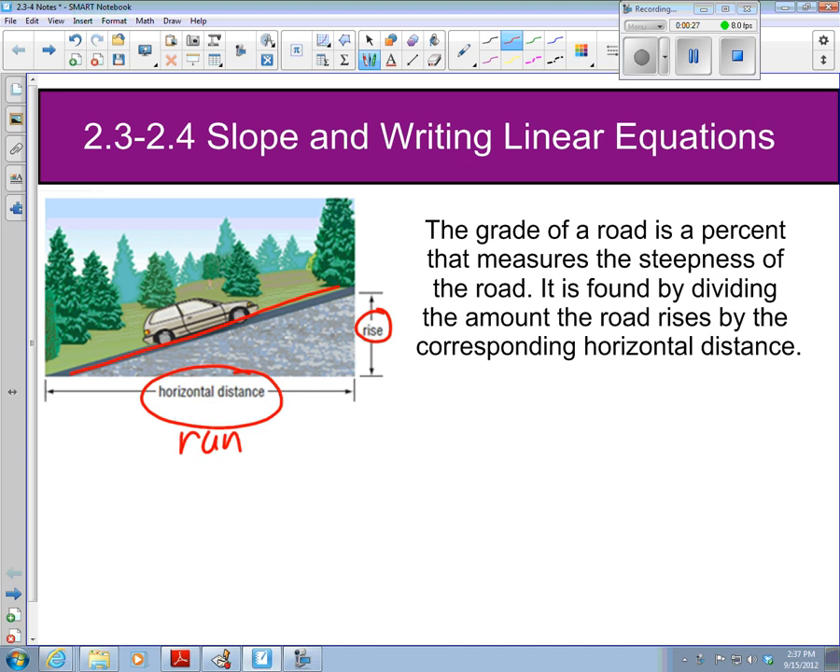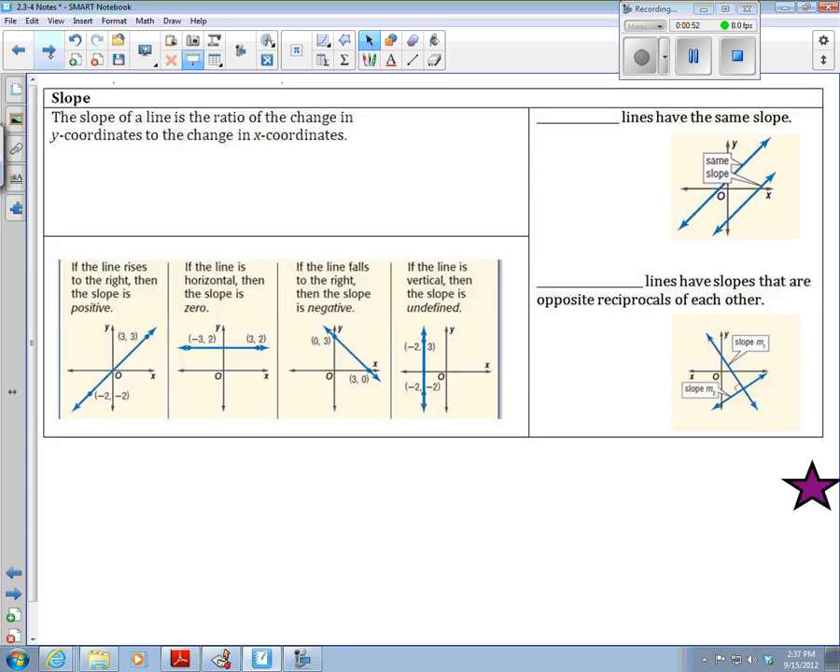So the variable we use for slope is m. So I'd say the slope of this grade, this road, would be m equals rise over run, comparing the rise to run. The vertical distance, the change in the y, over the horizontal distance, the change in the x. Okay, so we said slope is our m.